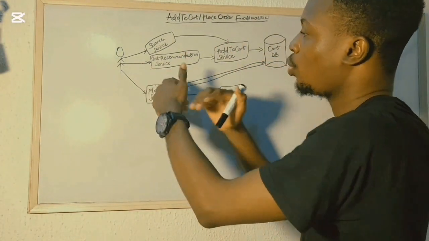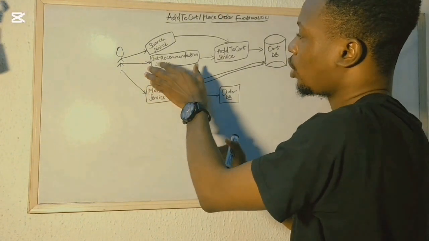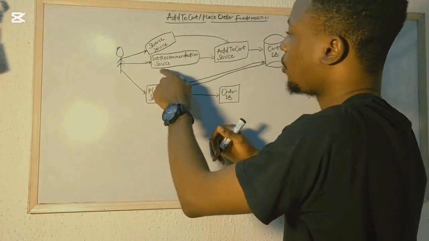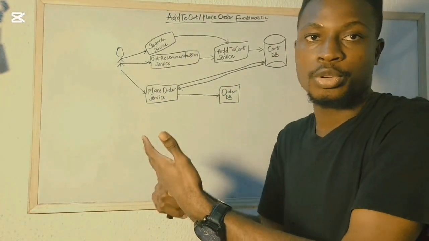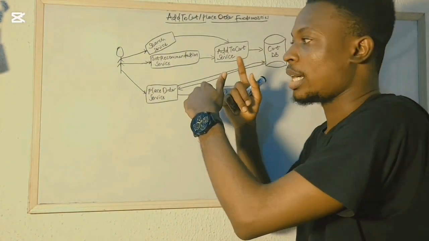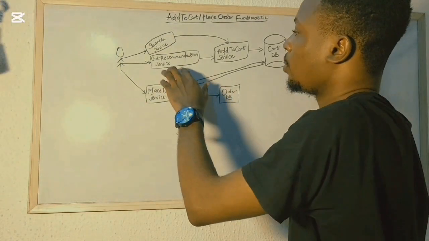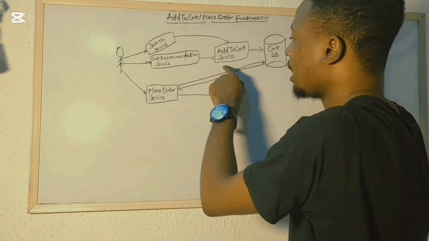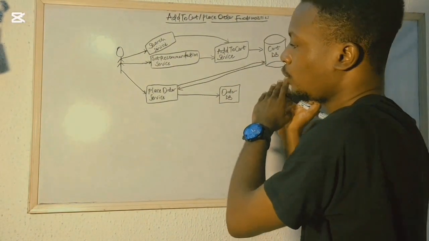Or when you just open your e-commerce site or app, you see recommended products for you based on what you've been searching for a while. Then from that very page, you can add whatever you prefer or want to the cart. Maybe later you'd like to place an order. From your recommendation page, you add to cart. Then what you've added to cart will be stored in our cart database for future purposes, in case you try to place an order.